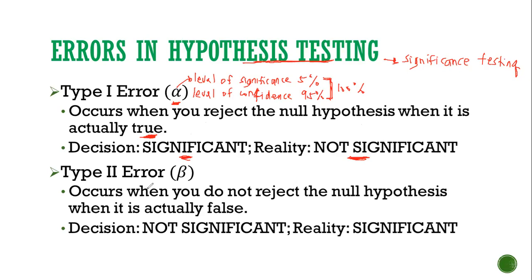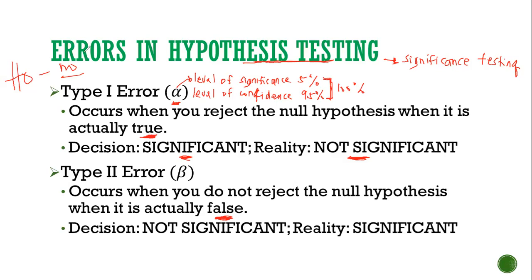On the other hand, type 2 error, we have here your beta. Yeah, occurs when you do not reject your null hypothesis when it is actually false. Okay? So yung guys ha, we're talking about the null hypothesis here. Null hypothesis which states that there is no difference. Okay? Take note, nasa null hypothesis lang ang hypothesis testing. Okay? So dito, this is false daw. There is a certain difference. There is a certain difference.